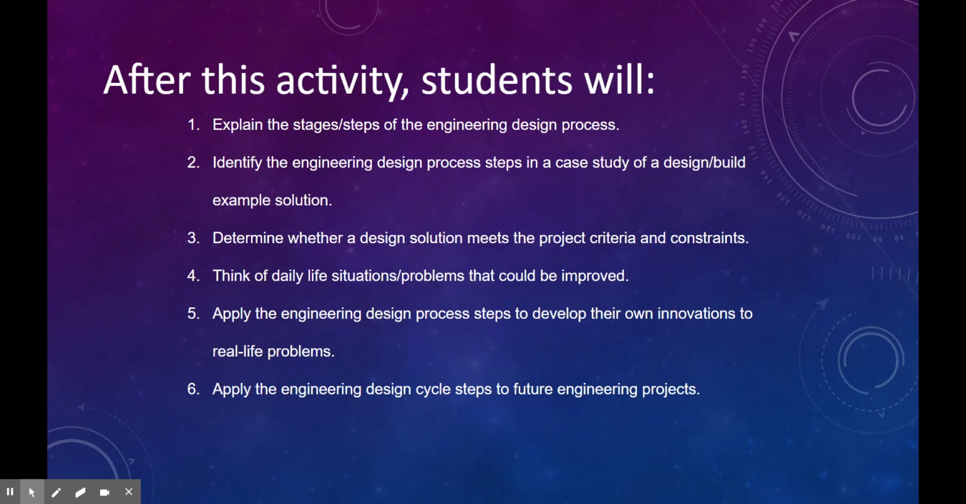So after this activity, you guys will be able to explain the stages and steps of the engineering design process, identify the engineering design process steps in a case study of a design build example solution. We're going to pretend to build something. Three, determine whether a design solution meets the project criteria and constraints. Those are some vocab words we're going to be working on. Think of daily life situations or problems that can be improved, and apply the engineering design process steps to develop their own innovations to real life problems, and apply the engineering design cycle steps to future engineering projects.